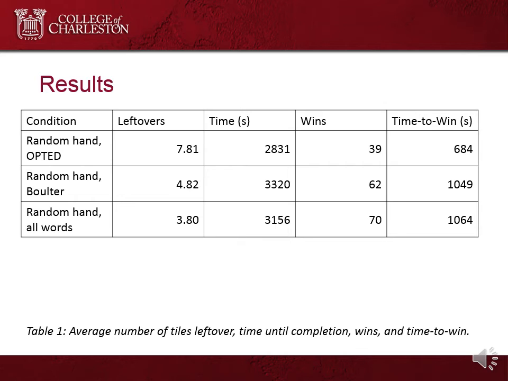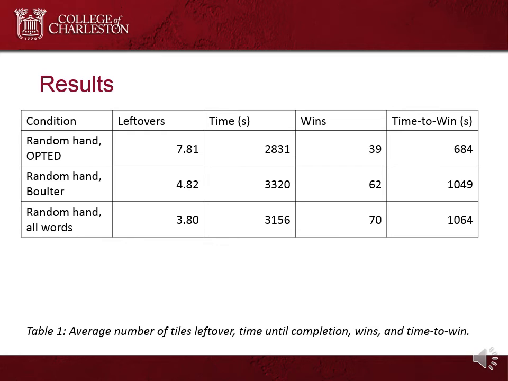This table shows the three conditions that I tested and the different variables that were measured. Leftovers is the average number of tiles left when the hand wins or times out. If the hand wins, then leftovers is 0. Time is the average time it took for the program to win or time out. Wins is the number of times out of 100 that the program successfully played all 21 tiles, and time to win is the average time it took a winning hand to be played.